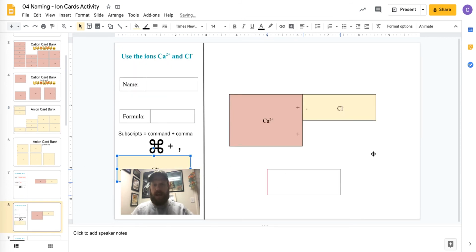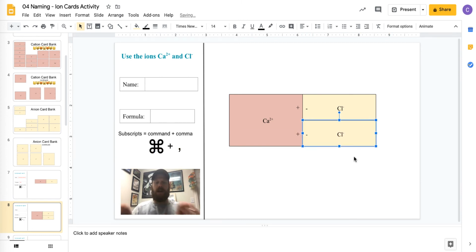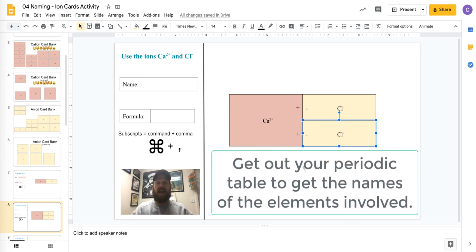And now if I do that and I move that card into place, my model makes a rectangle just like it should. The 2 positive charges on my calcium ion card are balanced by the negative charges on my 2 chloride ion cards. My model is complete. Now I need to name this and come up with the formula for this ionic compound. The metal cation is calcium. The nonmetal anion is chlorine. So we change that ending to an IDE.